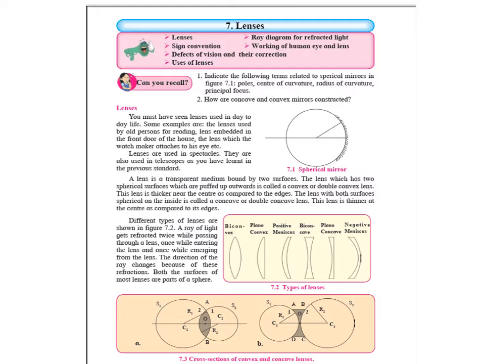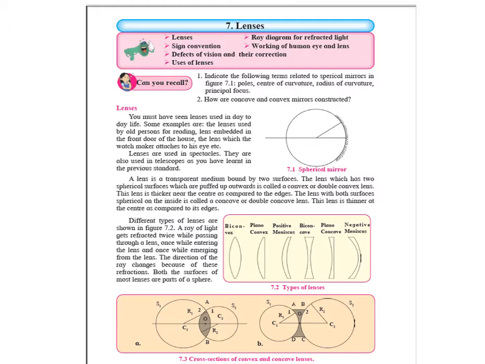The lens which has two spherical surfaces which are puffed up outwards is called a convex lens or a double convex lens. Look at the first diagram. Biconvex, double convex, or a convex lens. It looks like two parties going outside, whereas this lens is thicker near the center as compared to the edge.